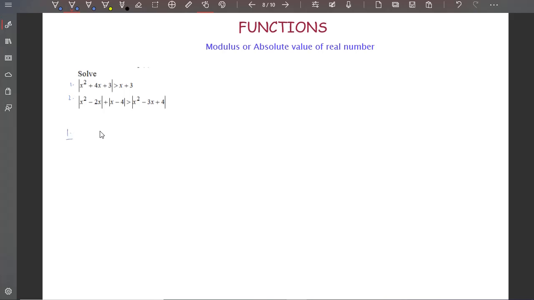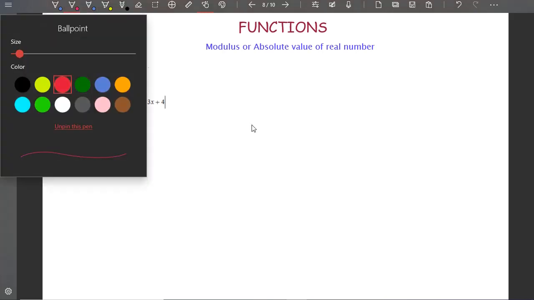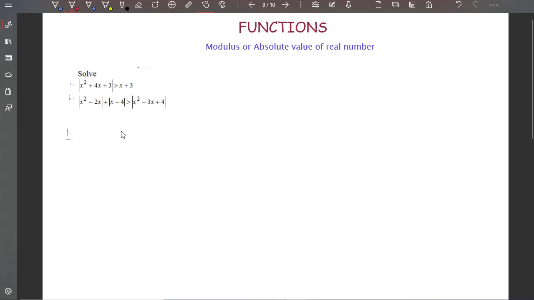Question number 1, what is given? X square plus 4x plus 3 modulus is greater than x plus 3. This is having a modulus sign, so it will have two values. One will be plus and another will be minus. So let us quickly draw the number line. Before drawing the number line, let us write x square plus 4x plus 3 is equal to (x plus 3) into (x plus 1), isn't it?